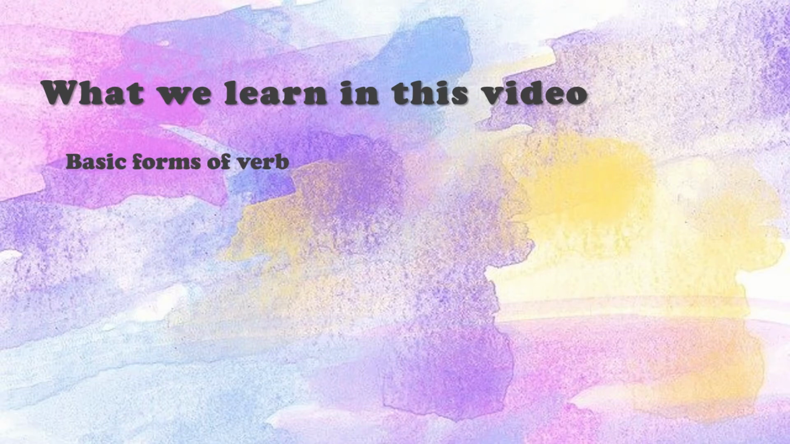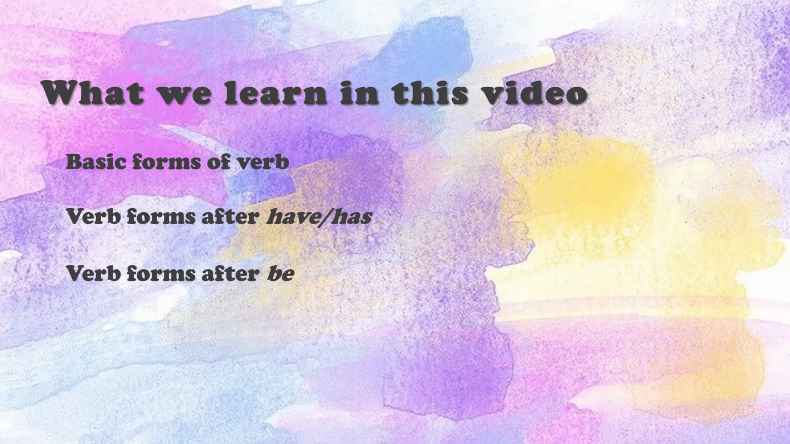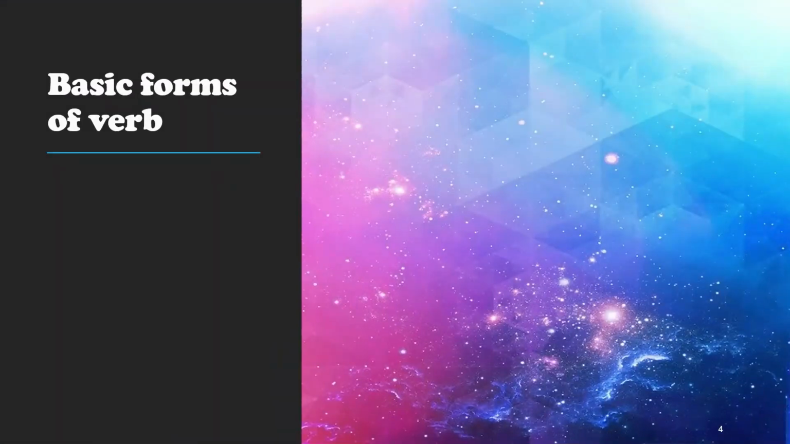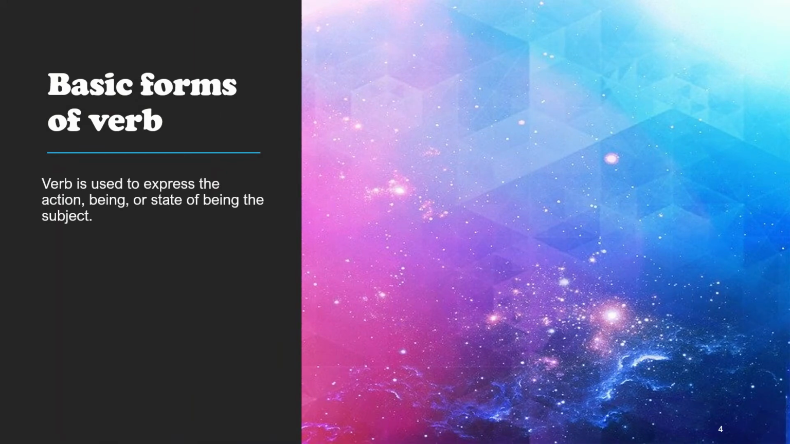Right, so these are the things that we learned from this video. The basic forms of the verb is what we first discussed, and also we continue with the verb forms after have or has, and also the verb forms after be. First things first, the basic forms of verbs.